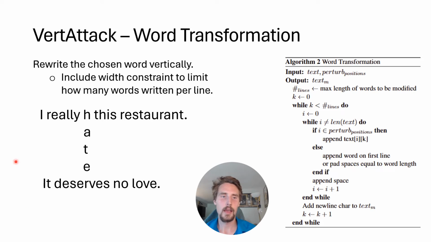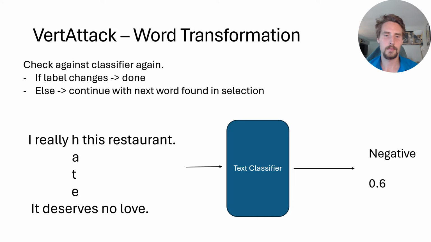Another thing we add in, because text isn't infinitely going across on the horizontal plane, is a width constraint to limit how many words are going to be written per line. So in this case, we'd have 1, 2, 3, 4, 5 words as a width constraint, which means it's only going to have 5 per line, and that's all taken into account in the transformation. And we can make that wider or shorter depending on what kind of website or where we want to put the text.